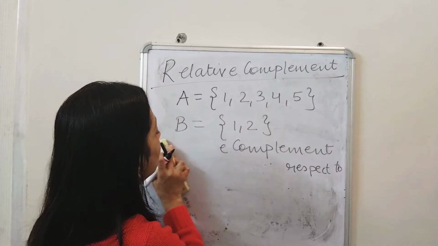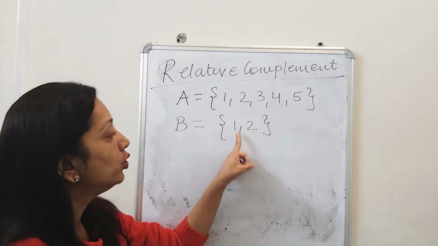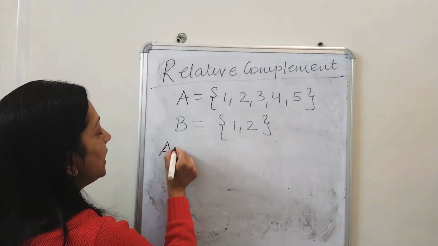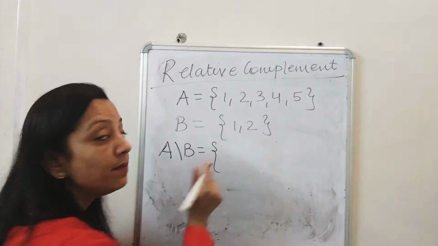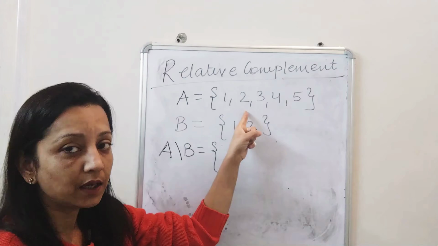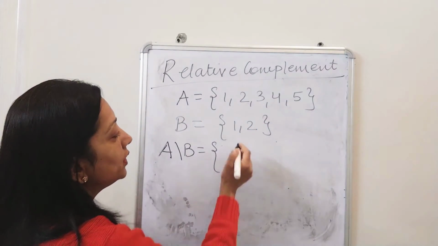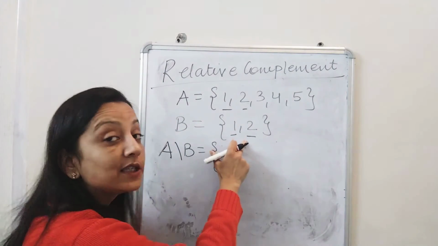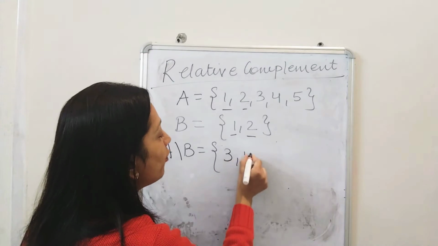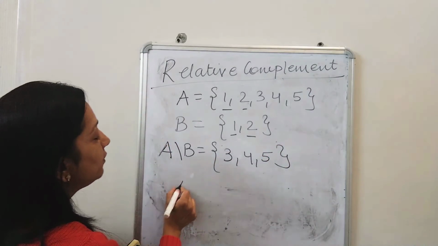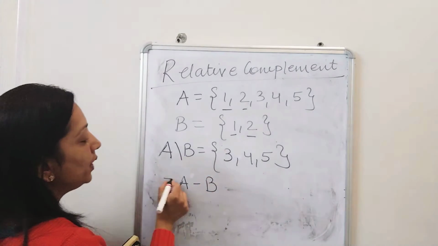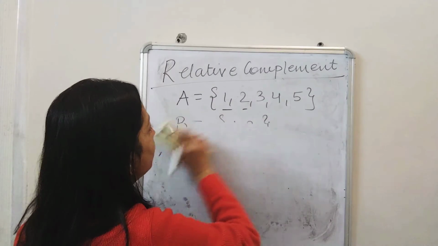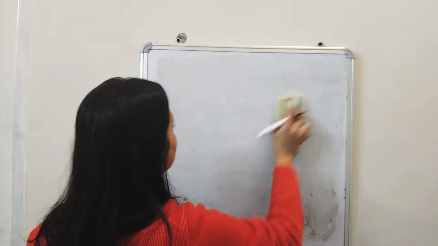So how do you find the relative complement? If I want to find the relative complement of B with respect to A, that means the resultant set will contain all those elements which are present in set A but which are not present in set B. So what are the elements that are common to set A and B? 1, 2. That means the resultant set will have all the elements excluding 1 and 2. That is 3, 4, 5. Hence you can say that the relative complement of B with respect to A is equal to A minus B. So this is the concept of relative complement.